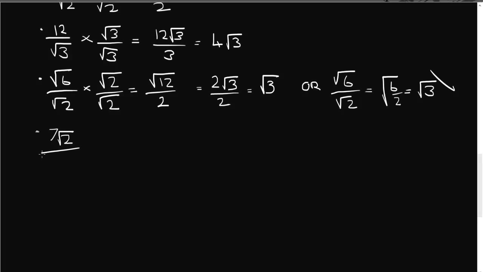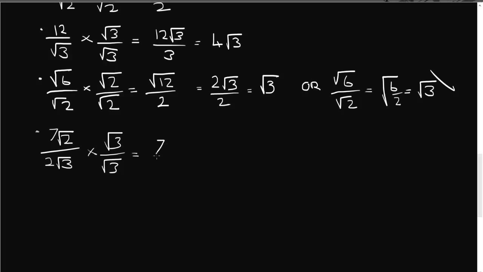Another example, 7 root 2 over 2 root 3. We're going to multiply top and bottom by root 3. We don't need to multiply by the 2, we'll just leave the number as it is. We'll just multiply by the root 3. So multiply by root 3 over root 3.